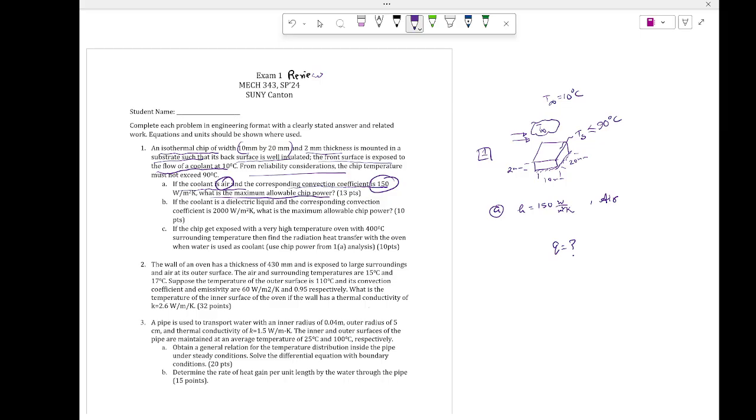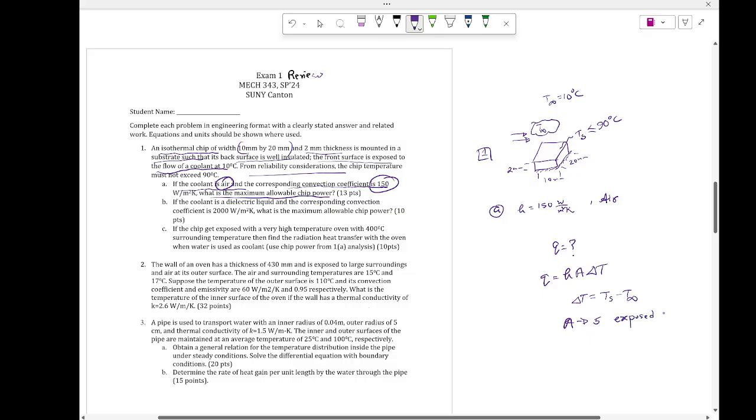Does everyone feel confident doing this first part of the problem? I'm simply going to write the equation and give you some directions. Your Q would be h A delta T. This delta T is obviously Ts minus T infinity, and A is, I'm not going to solve it though, the five exposed surfaces. It is good.